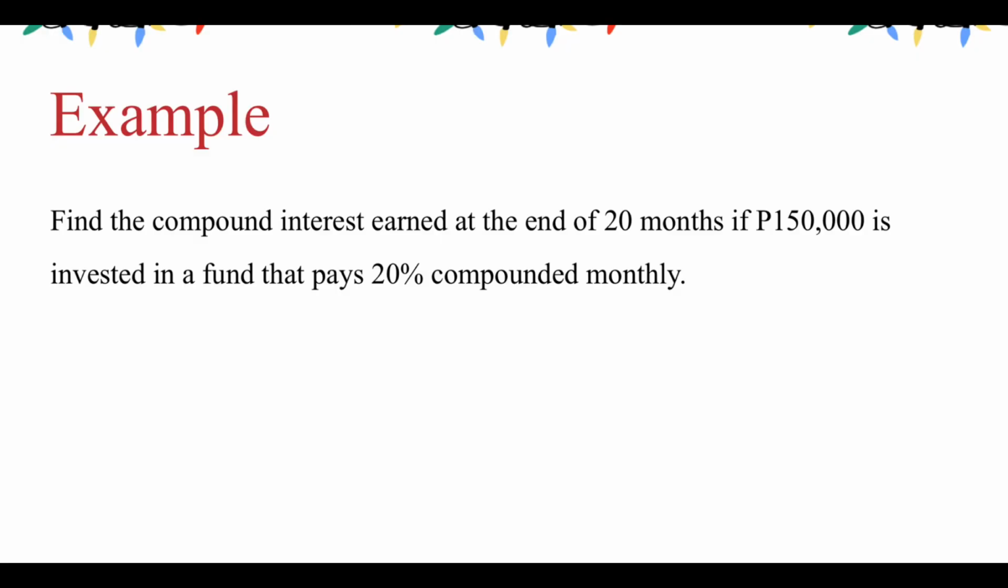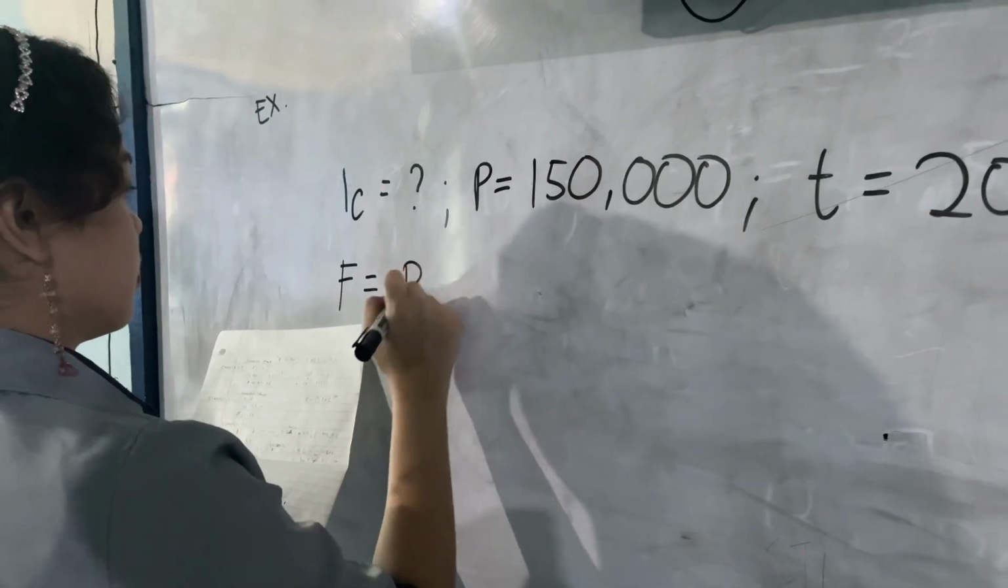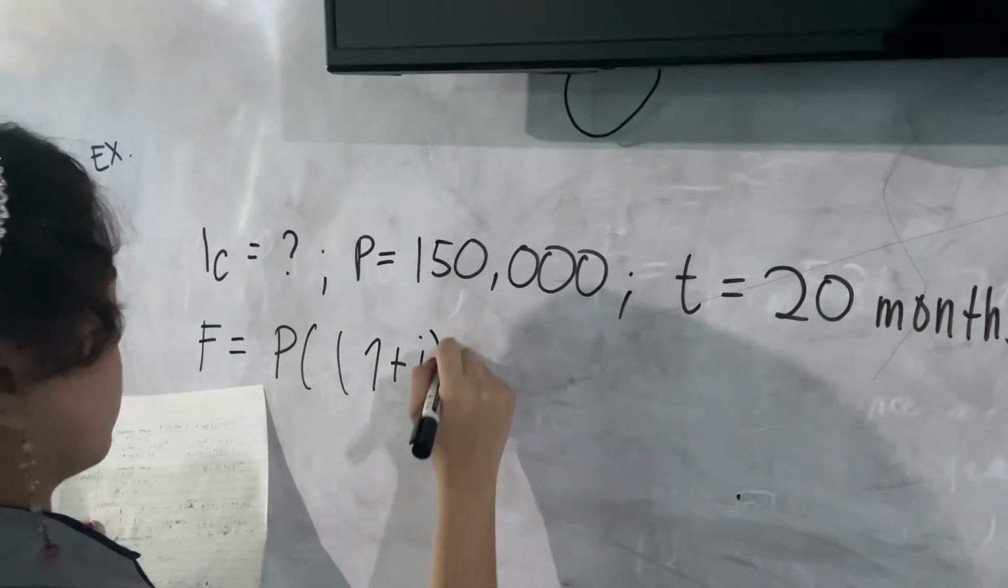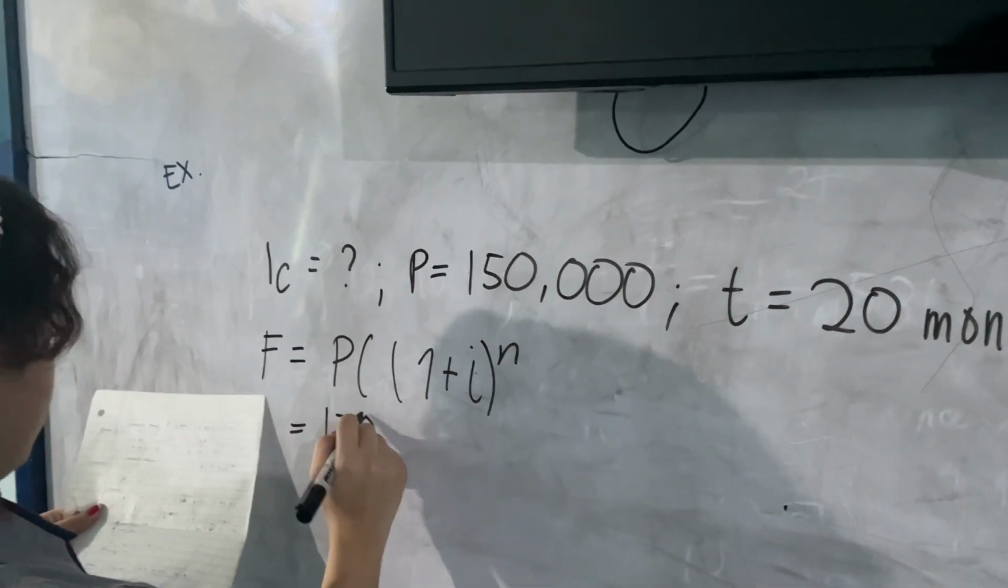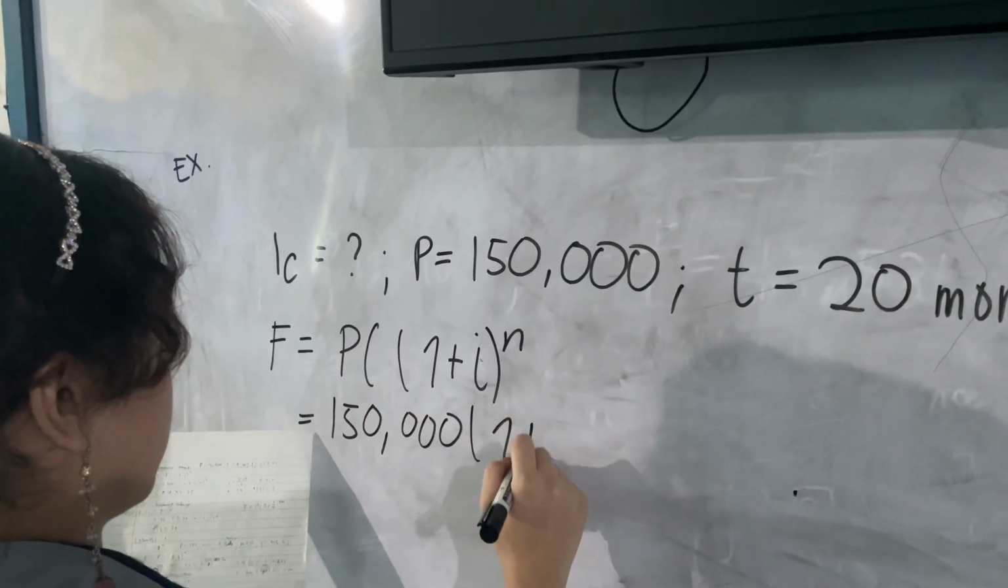We have another example here. Find the compound interest earned at the end of 20 months if 150,000 is invested in a fund that pays 20% compounded monthly. To find F, or the compound amount, we will use the formula F equals P times the quantity of 1 plus I raised to N. Let us plug in the value for P, which is 150,000. Let us now look for I.